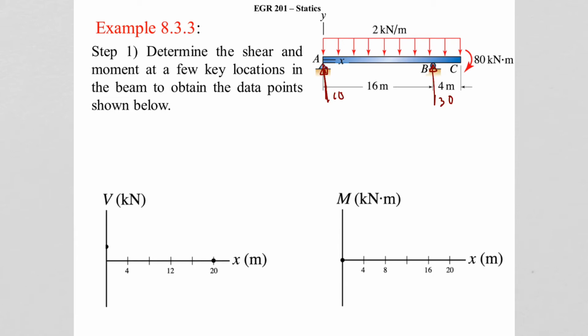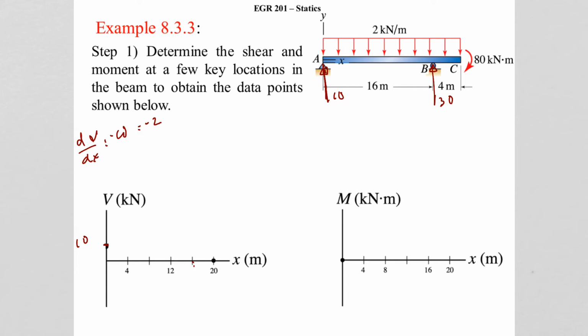Okay, so after we find the support reactions, we can start drawing our shear diagram. The first thing we know is that we have a positive 10 going up, so our shear diagram will start at 10. As we go along to 16, because the load is constant, it will be a linear decline. A negative 2 will be the slope. Remember, dV/dx is equal to the negative of w. So in our case, it's constant, which means minus 2 is our slope. And at 16 meters, we will be at some value.